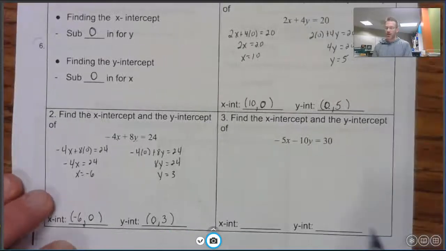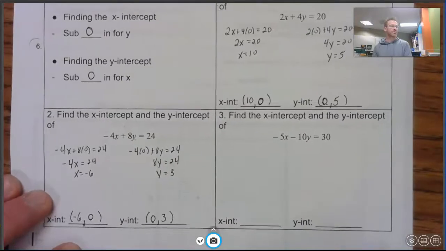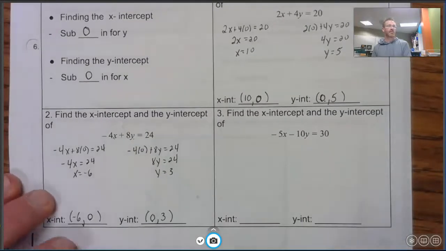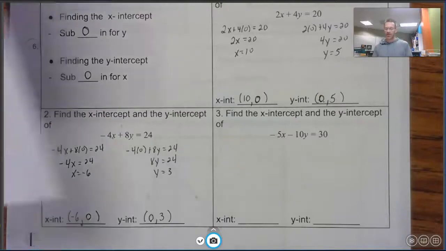So real quick, what I want you to do is work problem number 3 here. I want you to pause the video, find the x and y-intercept, flip the video back on, and we will see how you did. All right, now let's take a look at the work here.